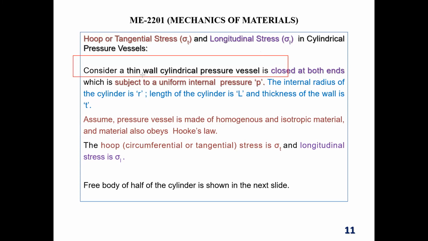So we are taking a thin wall pressure vessel. That means whatever formula we get from the derivation is only applicable for a thin wall pressure vessel. We are thinking that both ends are closed and subject to uniform pressure P, the length of the cylinder is L, the wall thickness is T, and the radius of the cylinder is R. Now this is your loading assumption and geometry of the pressure vessel.